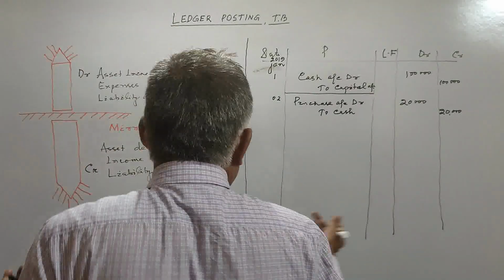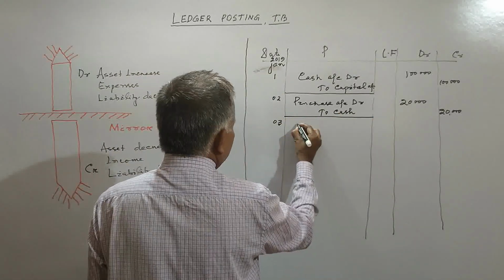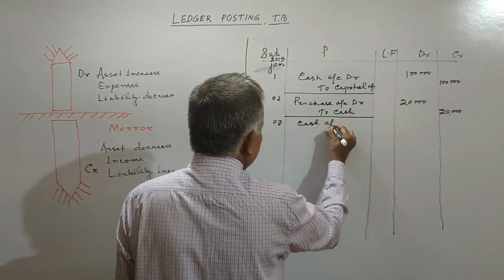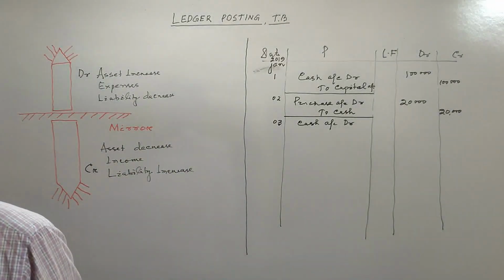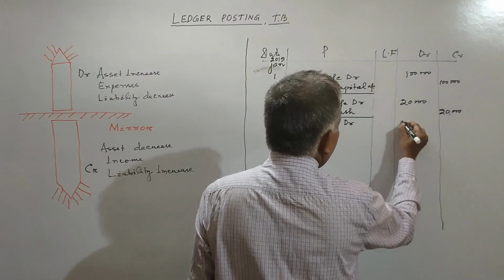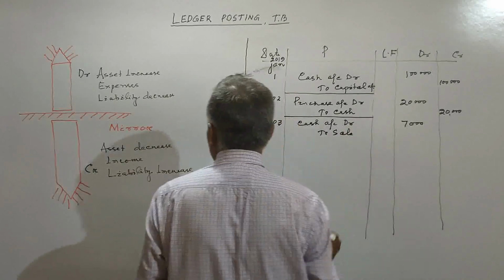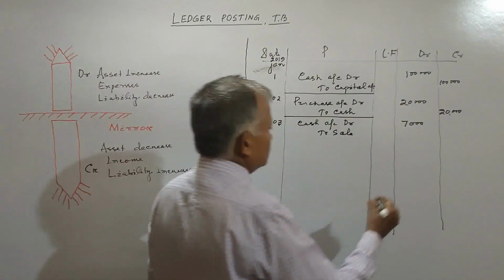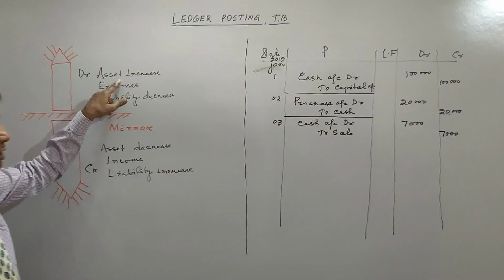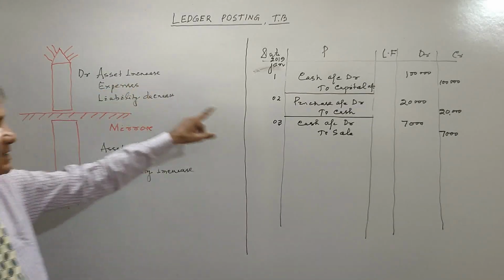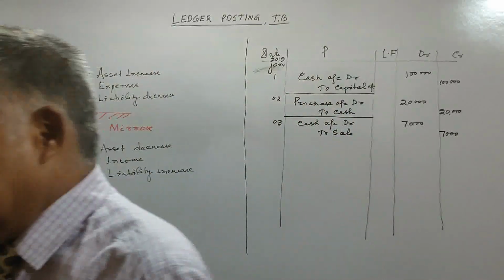Sold goods for cash. When you are selling the goods, money is coming to you. So cash account debit 7,000 to sale. Sale is an income, credit to sale. This is 7,000. So cash is coming to you, a cash asset increase, cash debit, and this is a sale. Sale is your income, so income credit.